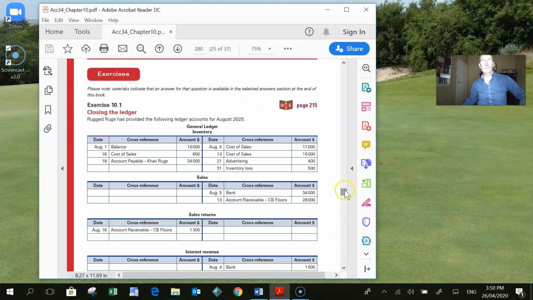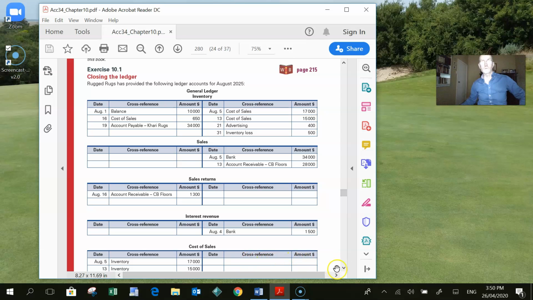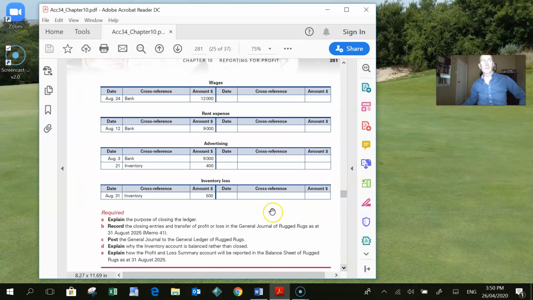Cost of sales will be profit and loss summary on the right hand side. Wages, profit and loss summary. Rent expense, profit and loss summary. Advertising, profit and loss summary. And inventory loss, profit and loss summary. Alright, so that's the journal entry. I'll show you that in a second.